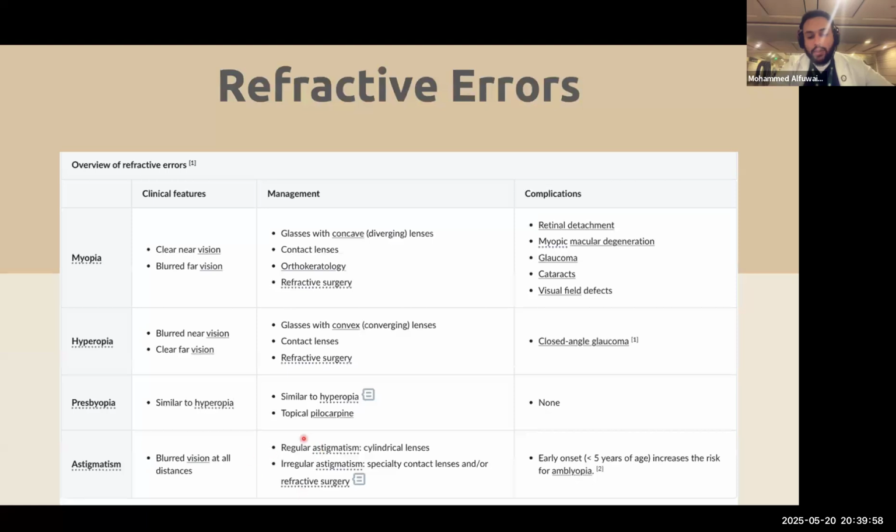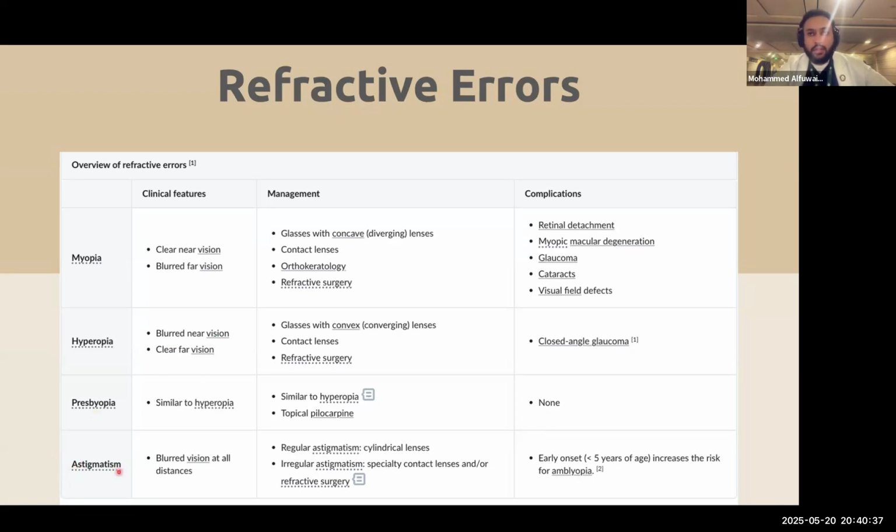Here in this case, we usually treat it with cylindrical lenses. That's something for you to remember. In physiology, how will they test you? They will tell you a myopic patient can see good near vision, far vision is bad. How do you want to treat it? Concave diverging lenses. Hyperopia, the opposite. Presbyopia is age-related and it's very similar to hyperopia in how we treat it. That's why elderly people wear reading glasses, because they have very blurred near vision.